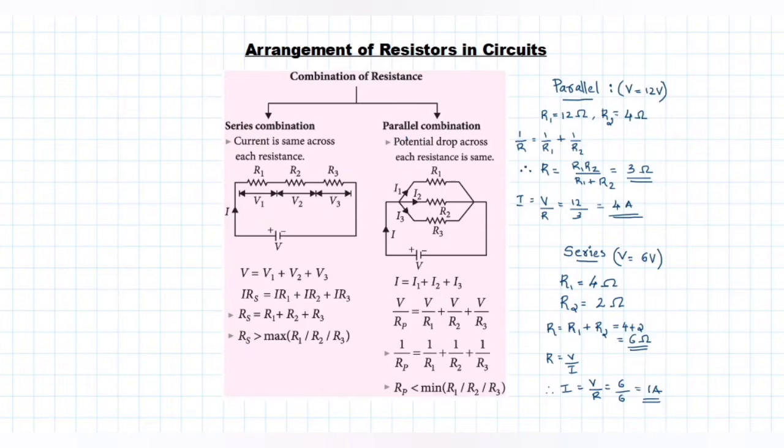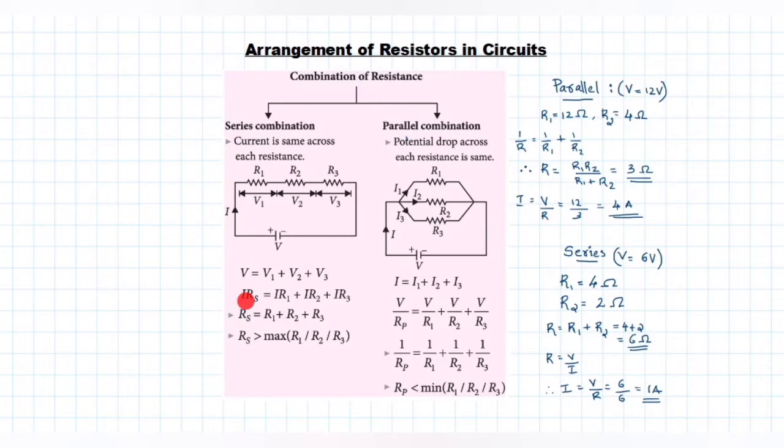So we can write the effective voltage as V1 plus V2 plus V3. So that is written over here, and by Ohm's law we know that V is equal to IR. So the effective voltage drop or effective voltage can be represented as IRS. There is no change in the current. In series combination, current is the same across each resistance. So current will be the same throughout the circuit. So RS is the effective resistance in series combination.